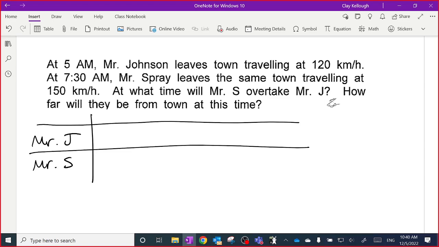Not 2 equations, 2 unknowns. This is all 1 equation. So this time we know speed. I guess I could say velocity, right? V. This time we know speed. Mr. J is going 120 kilometers an hour. Mr. S is going 150.